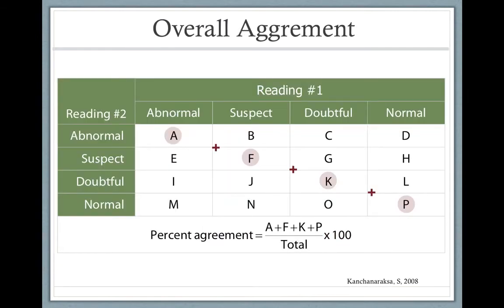Here's reading 1 and here's reading 2. Again, this is if the observers are looking at chest x-rays. Reading 1 is going to go through each of the x-rays and say whether they're abnormal, suspect, doubtful, or normal. Then reader 2 is going to take those same x-rays and determine if they're abnormal, suspect, doubtful, or normal. The percent agreement is every instance where they had the same reading for the same x-ray, same subject or patient, over the total times 100.